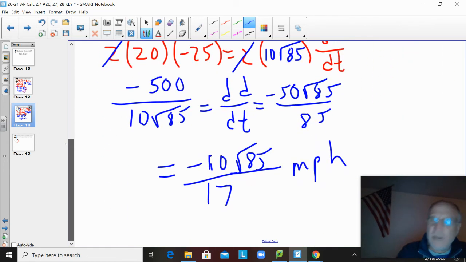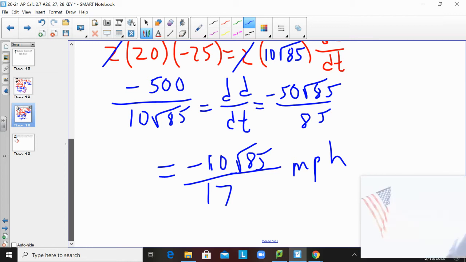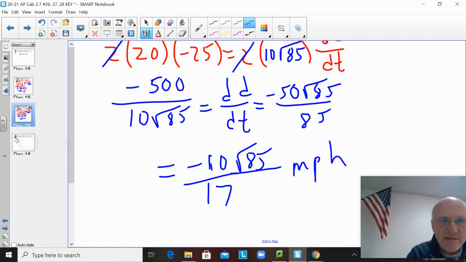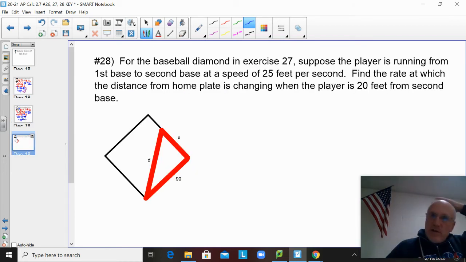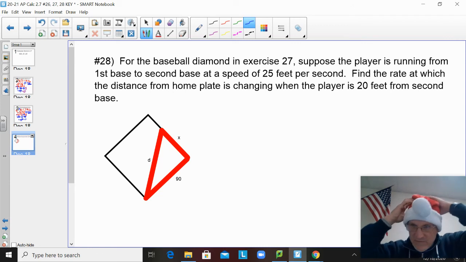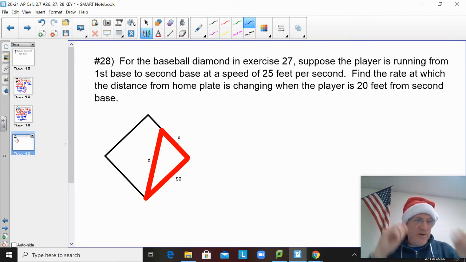Okay, so there's 27. I might need the light to see my work for the next one, so I'm going to walk over here for 3 seconds. All right, last one is 28, and it's very similar with one small exception. It says for the baseball diamond exercise in number 27, suppose the player is running from first base to second base at a speed of 25 feet per second. So now he's running from first base to second base.